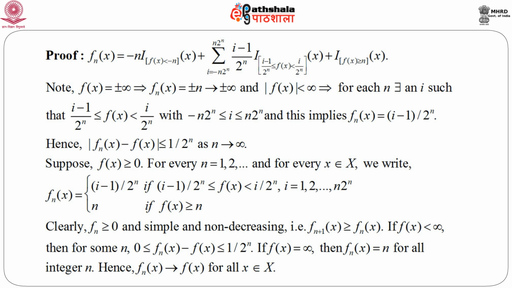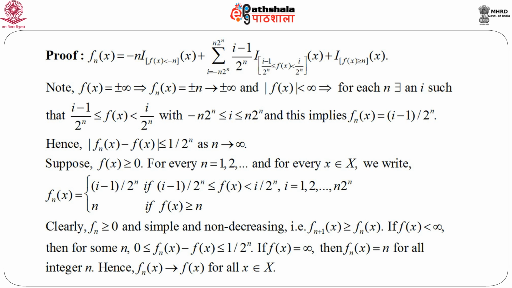And when mod f(x) is less than infinity, then always we can find some n, and for each n there exists some i such that (i minus 1) by 2 to the power n is less than or equal to f(x), which is less than i by 2 to the power n, with i lying between minus n 2 to the power n and n 2 to the power n. And this naturally implies that we can take f_n(x) as (i minus 1) by 2 to the power n, from the middle functions. Clearly, for this choice of f(x) and f_n(x), modulus of f_n(x) minus f(x) is less than or equal to 1 by 2 to the power n, and this goes to 0 as n goes to infinity.